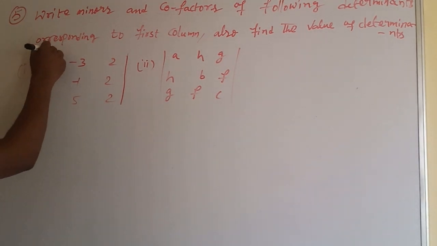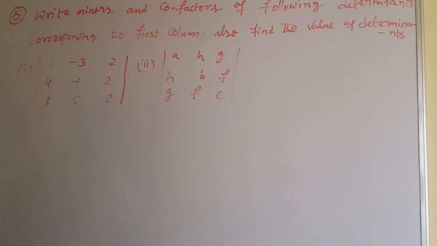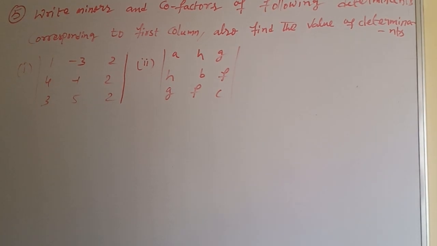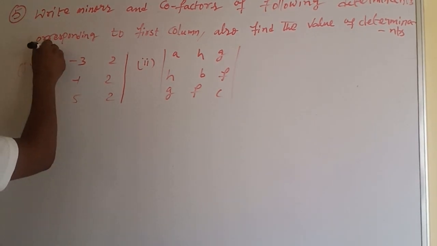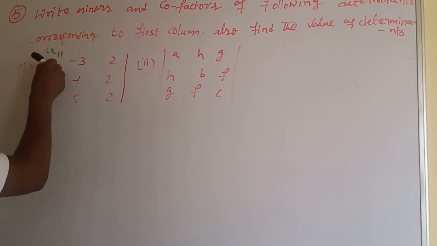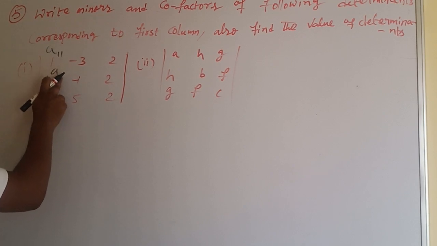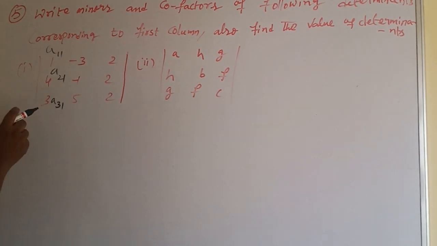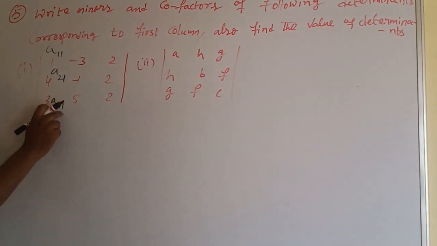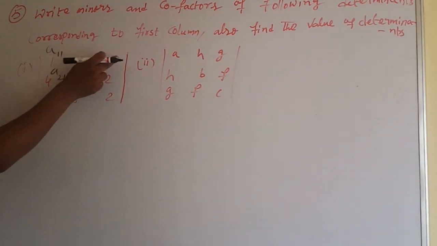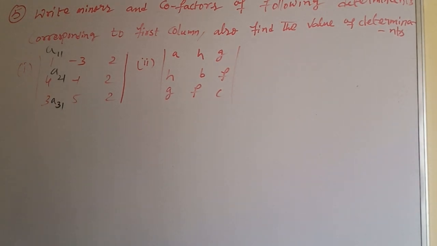So this becomes A11, A12. Sorry, it is A21, A31. So you are understanding? The second number indicates the column, that is the first column, and the first number indicates the row: first row, second row, third row. Okay? So if you remember this, the remaining is very easy.